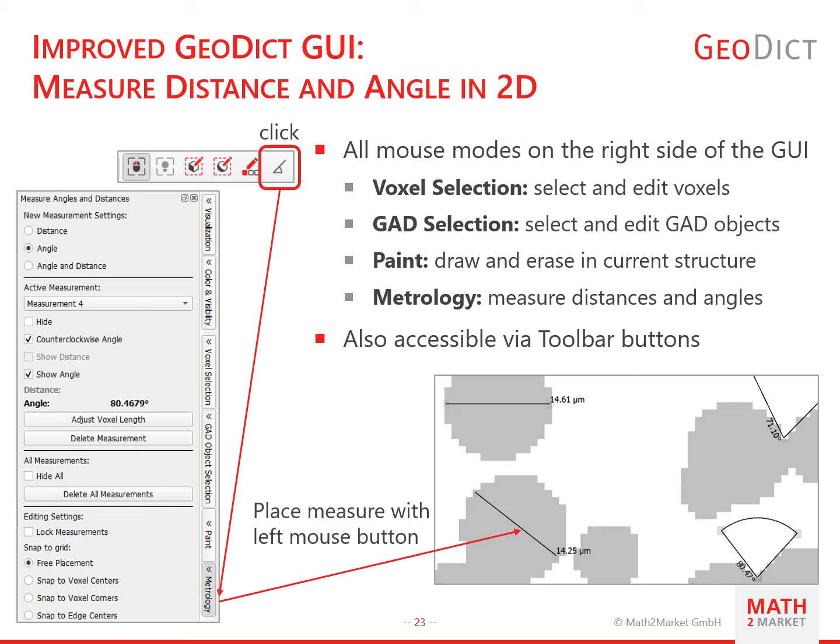Geodict supports different mouse interaction modes. These mouse modes can be selected with the tool buttons shown on the top of the slide. In this way, one can select GUI objects and voxels, draw in the current 3D image, and now also measure distances and angles in the 2D view.